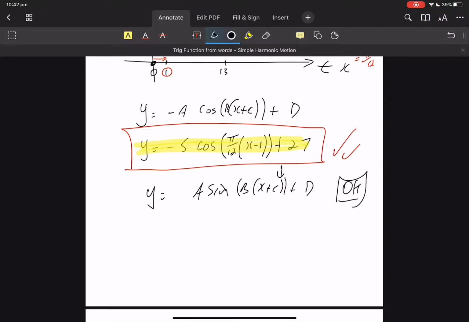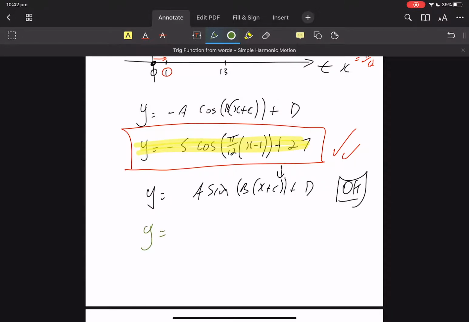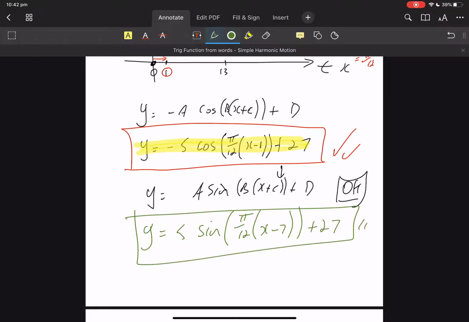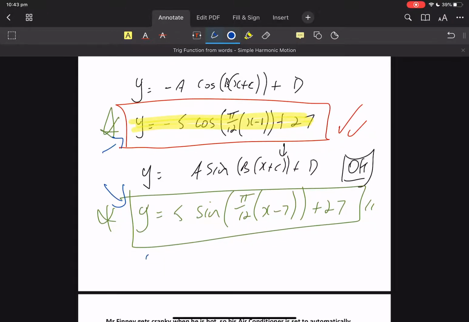Here are some other ones that are exactly the same function. So we've got 5 sine. That is the same function. So I think that should be a task for you. Look at that and get into Desmos and verify that they're the same. See if you can get both answers. See if you can work it out.